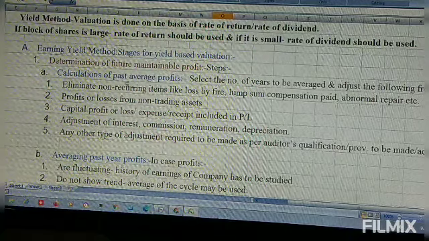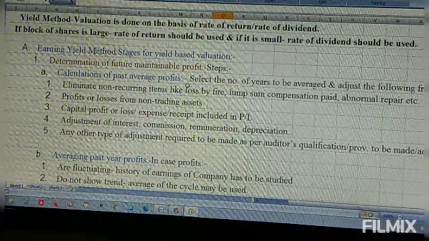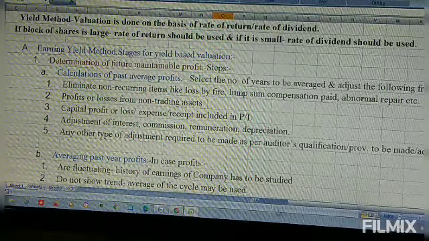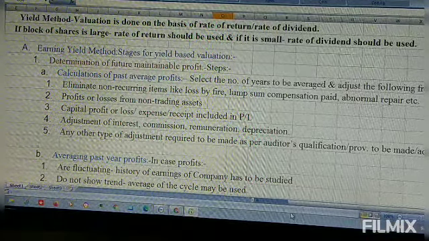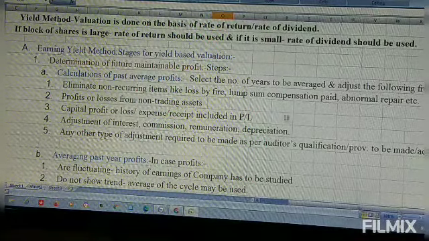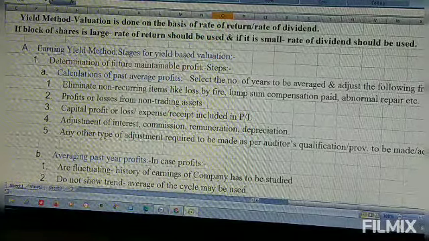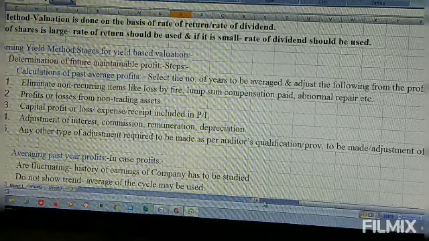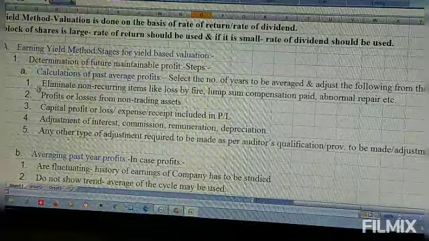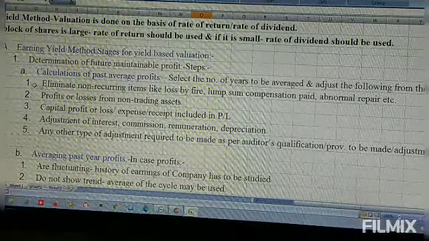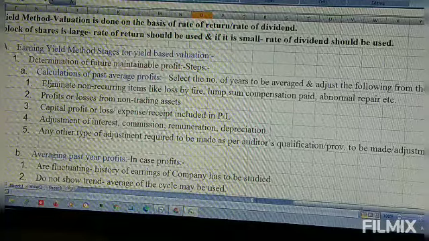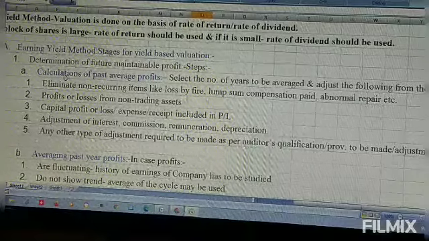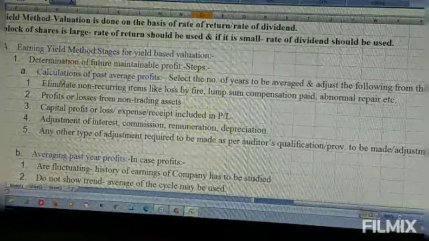So how to calculate past average profits? First we have to select the number of years to be averaged. How many years' profits are to be averaged, that we have to select. Then, using all this information that I am going to read, we have to make the adjustment of the profit and find out the average profit.